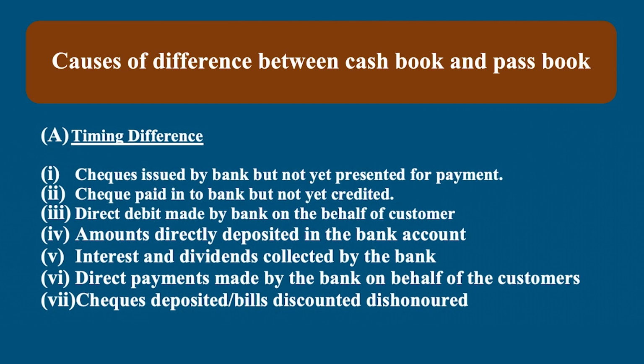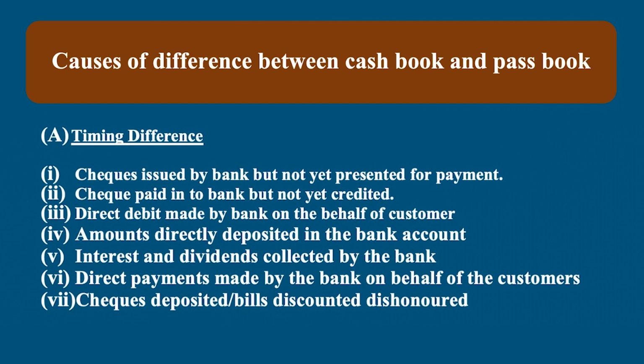Examples of such deductions include check collection charges, incidental charges, interest on overdraft, and unpaid checks deducted by the bank, that is, stopped or bounced checks. As a result, the balance as per passbook will be less than the balance as per cash book.